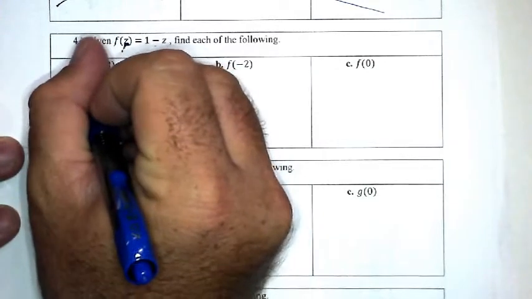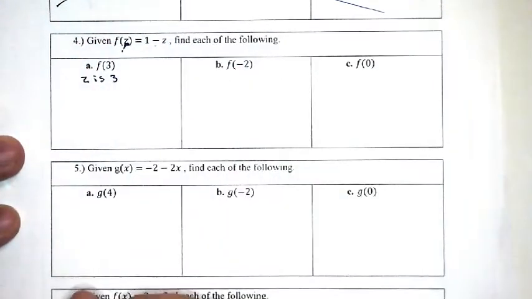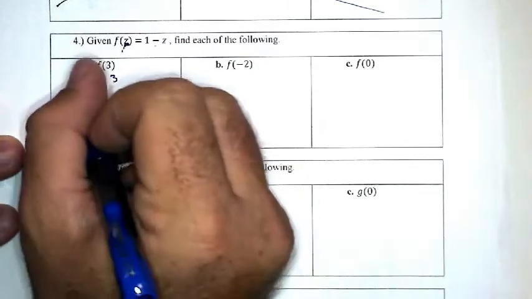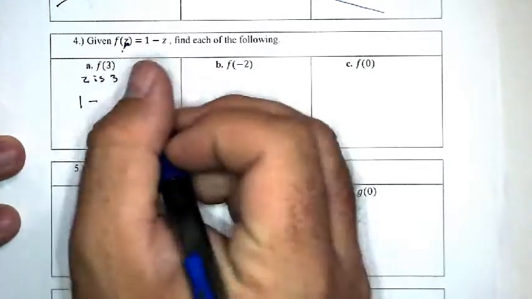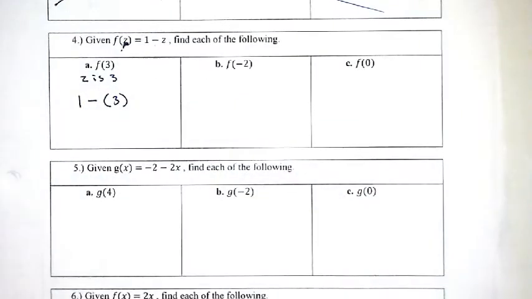You take your expression, put parentheses around where you substitute. I forgot step 2. What is it? Step 1, substitute. What's step 2? Simplify. What's 1 minus 3?